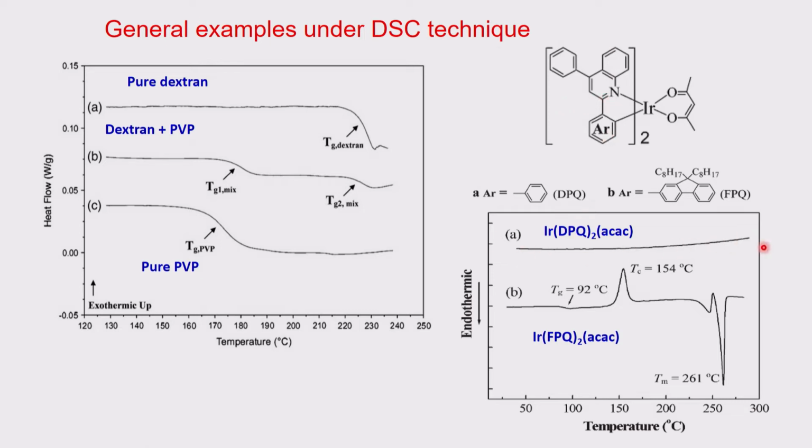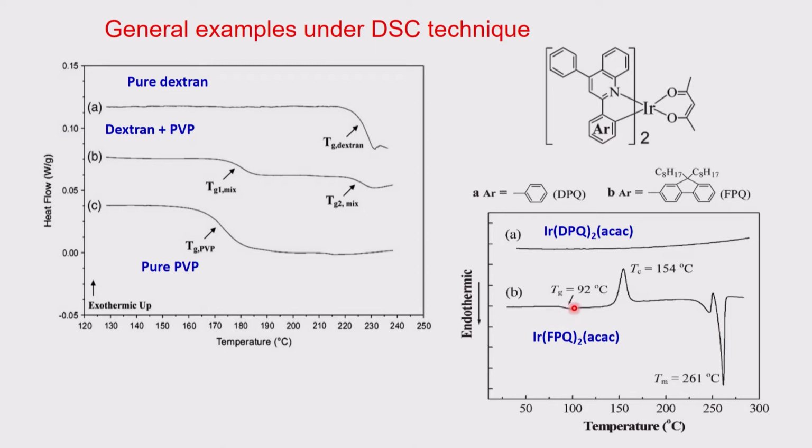When you have just this one, there is not much change at all in the whole thermal profile, going from somewhere around 50 up to about 300. That means nothing is happening in that compound. Even if I heat from 50 to 300, nothing is happening. But on the other hand, if I put this moiety in this place, then what is happening? You can find all of them: the glass transition, the crystallization transition and the melting transition.